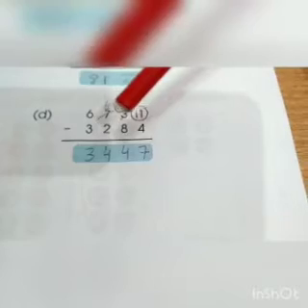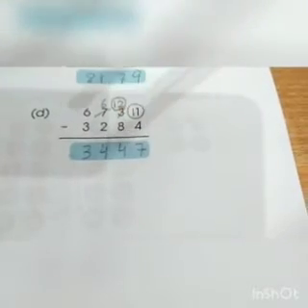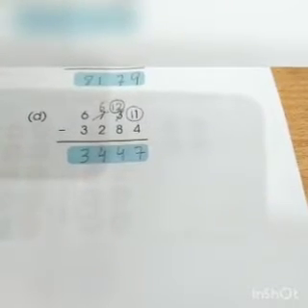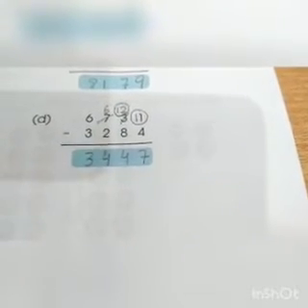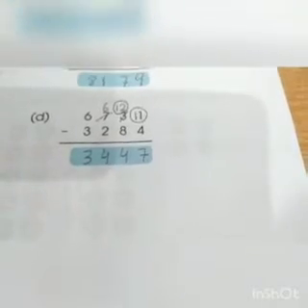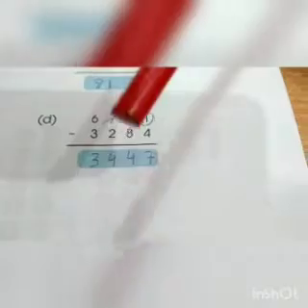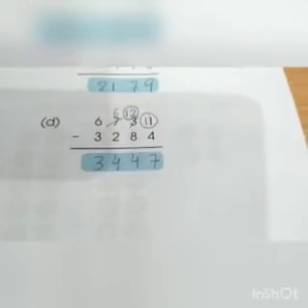Okay. Now 2 minus 8 on the tens column. You can see 2 minus 8. We can't subtract. We need to borrow from 7. Okay. Give me one of your 100 so I can be 12. 12 minus 8 equal to 4. 6 minus 2 equal to 4. 6 minus 3 equal to 3. The answer is 3447.